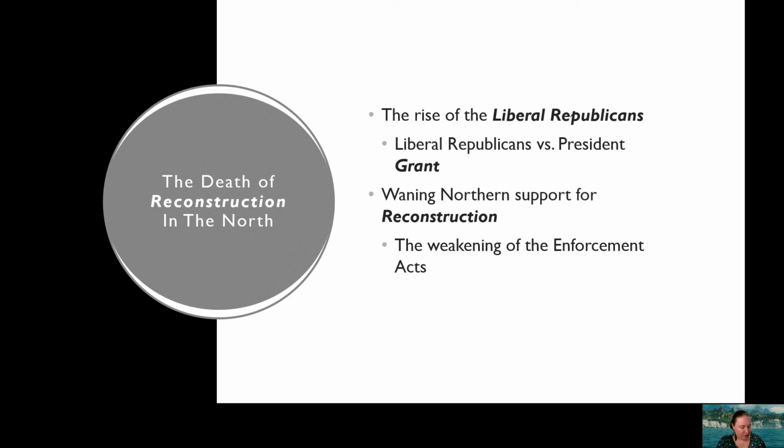In particular, we start to see the Supreme Court chipping away at legal protections for African Americans and legislative progress for African Americans. For example, the perpetrators of the Colfax massacre, a few of them had managed to be successfully prosecuted for killing African Americans in the riot at Colfax. However, when they appealed their convictions, the Supreme Court tossed out the convictions of the Colfax perpetrators. So in the North, there's weakening support for this process of Reconstruction.